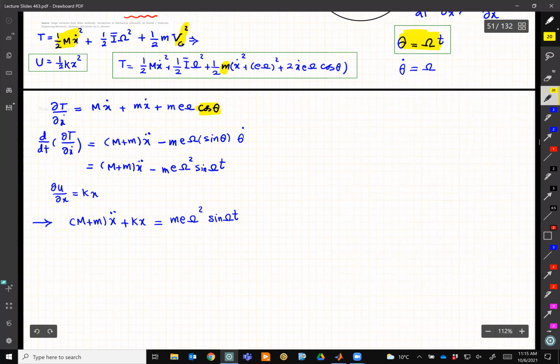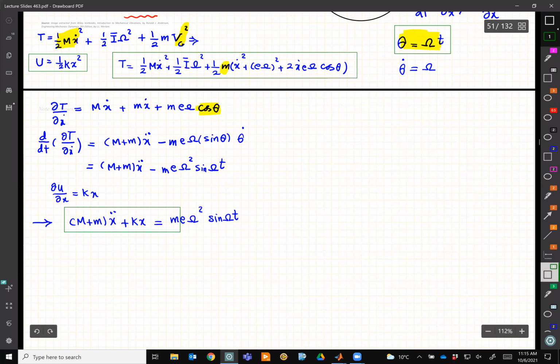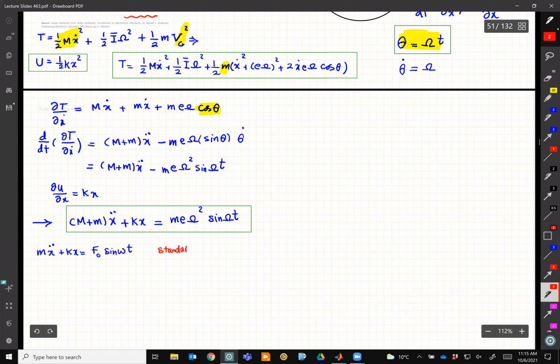So this is our final equation. Later, we may try with the Euler's equation, and you should get to the same equation as we have. Remember, always our standard formula when we solve a problem, we wish to get to this final form: m x double dot plus kx is equal to f0 sine or cosine omega t. This is our standard form.